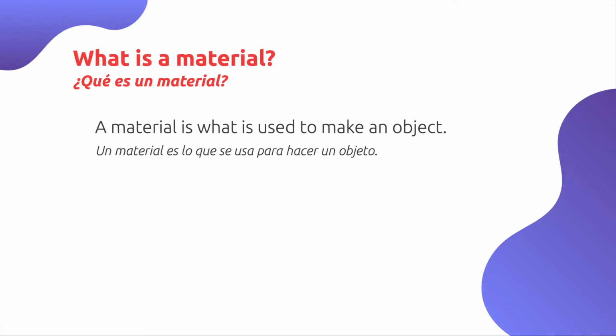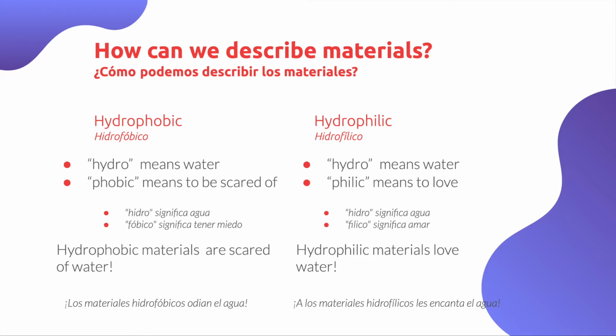To review from last week, a material is something that is used to make an object. For example, the material used to make a pencil is wood. We can describe them in many ways, but one specific thing that we can use to describe materials is how they interact with water. There are two fancy sounding words that scientists use to describe this: hydrophobic and hydrophilic.